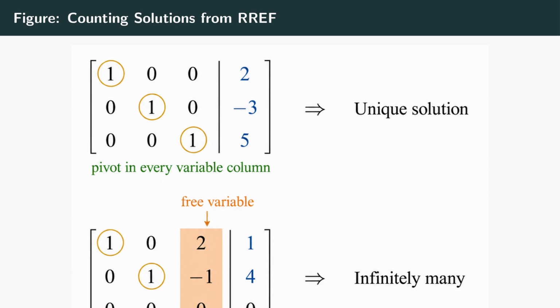At the bottom, the no solution case, the bottom row is all zeros to the left of the bar but carries a bold red non-zero entry to the right. That row insists 0 equals a non-zero number, which is impossible, so the system is inconsistent. Pivot in every variable column means 1 solution, a free column means infinitely many, an impossible row means none.